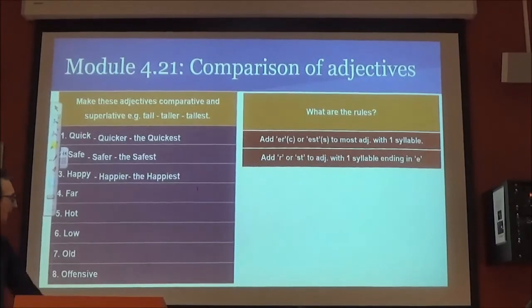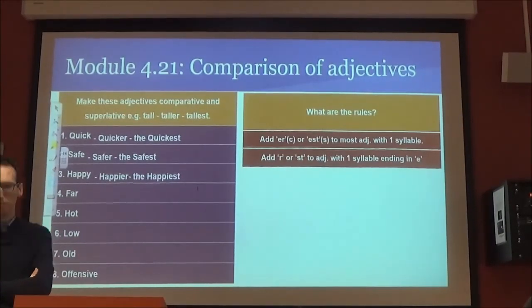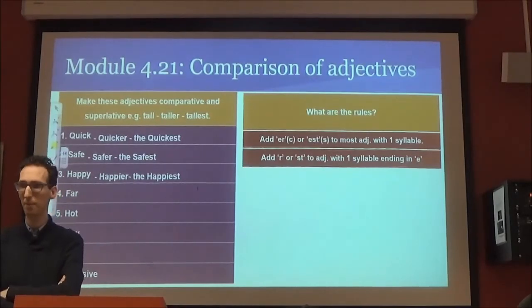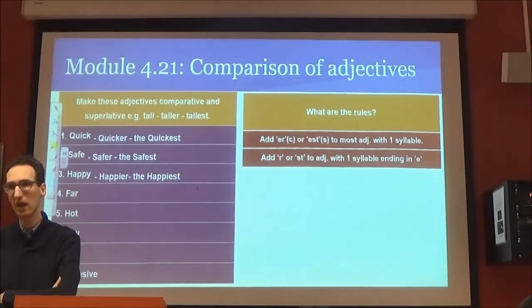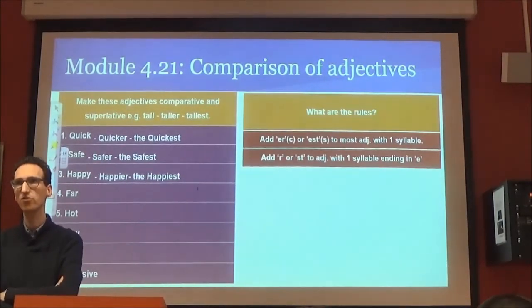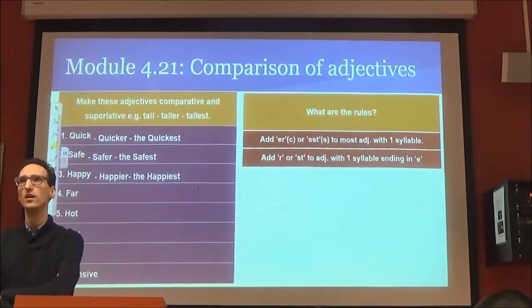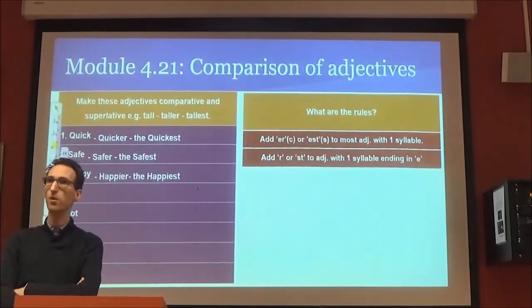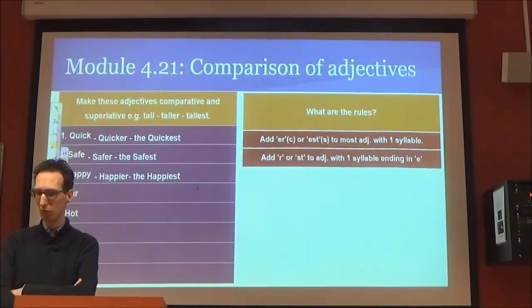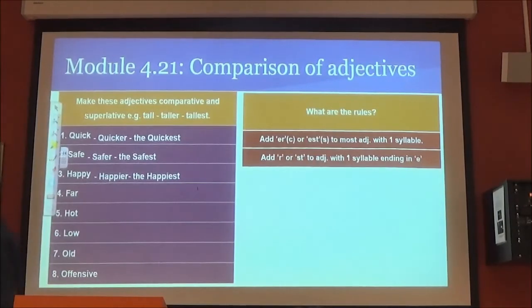Happy, happier, the happiest. Now, this one is actually an exception to the rule. I said words which have only one syllable add ER-EST. Happy has two syllables, happy. Still, you can say happier and happiest. This one belongs to an exception to the rule, namely words, and I realize this is not on the sheet, so I'm going to write it down here.